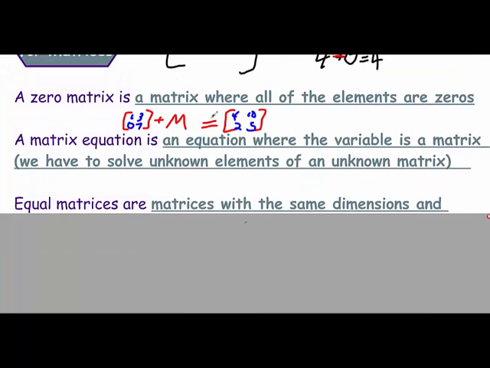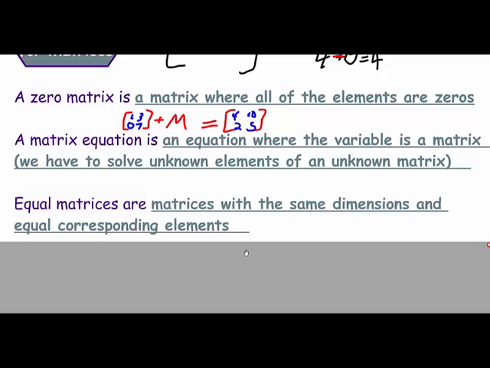Equal matrices, it makes sense it has an equal sign. They're matrices with the same dimensions and equal corresponding elements. This means that if we have two things that are equal to each other, what we have in one is the same thing that we have in the other. Now this is going to be important, especially as we start working a little bit later on.